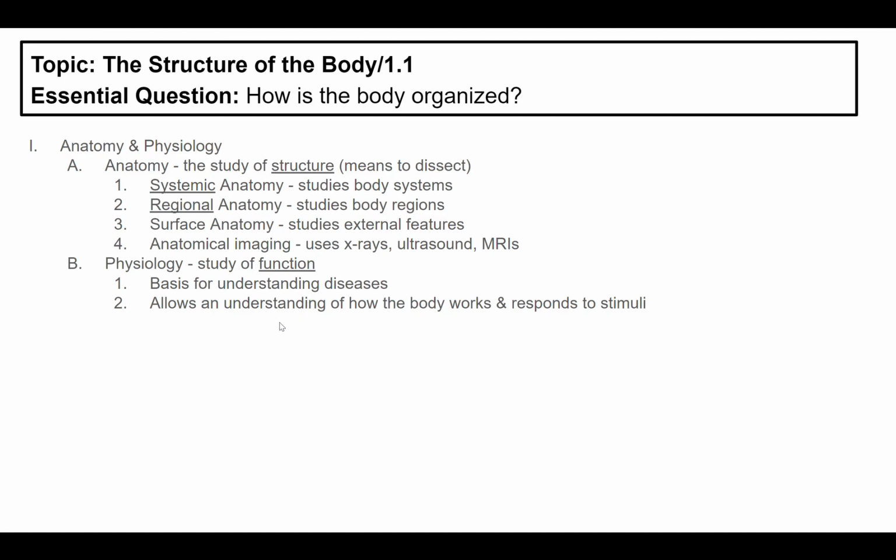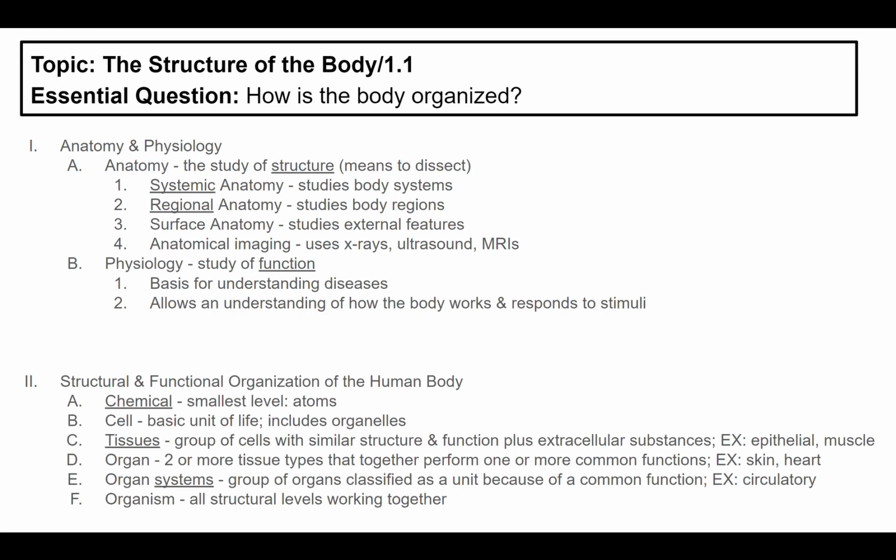So it allows an understanding of how the body works and also how it responds to stimuli. How does it change? We're people, and other animals respond to stimuli. They should. That's normal. And so how that happens is the basis of physiology, and allows us to do that if we know what's going on.